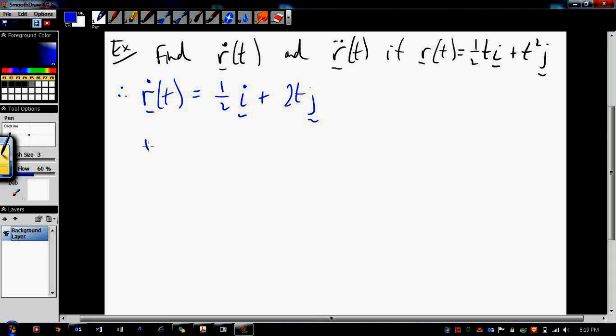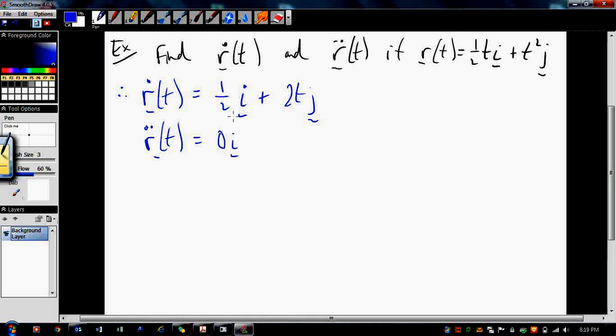Let's do r double dot. r double dot of t is equal to, now we take the derivative again. What's the derivative of half? That's 0. I'll write 0i for now, but I won't write it next time, so that just disappears. There is no i component of r double dot. The derivative of 2t is simply 2. So you're left with just 2j. That's my acceleration function, if you like.